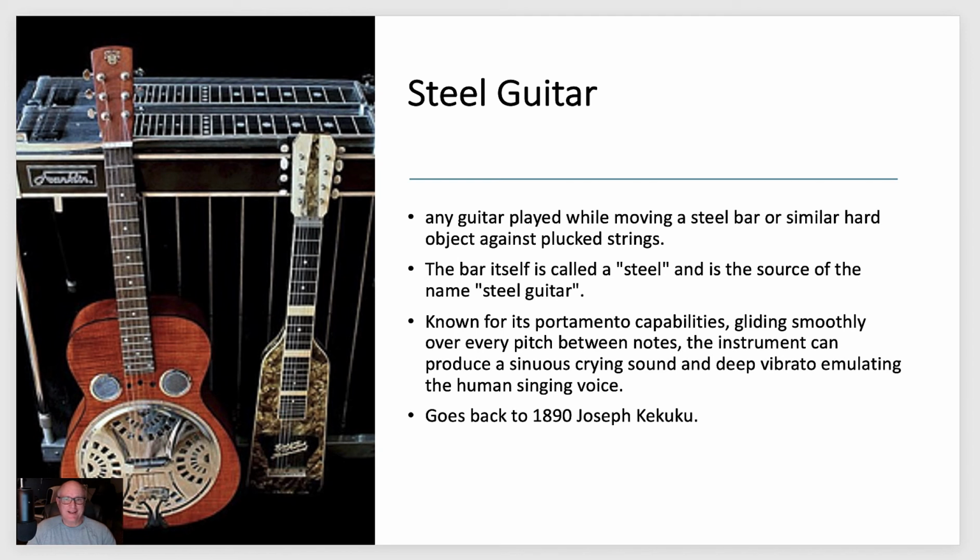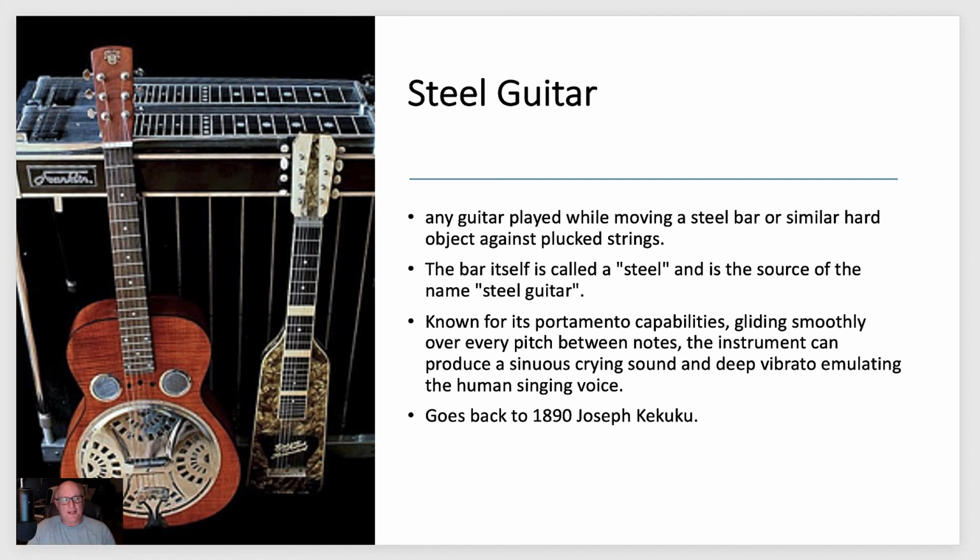Now, this is any guitar usually played while moving a steel bar or similar hard object against plucked strings. And the bar itself is called a steel, and the source of the name, steel guitar. Now, it's known for its portamento capabilities. That's sliding or gliding smoothly over every pitch between notes. And the instrument can produce a beautiful, almost crying sound and a deep vibrato, emulating the human voice.